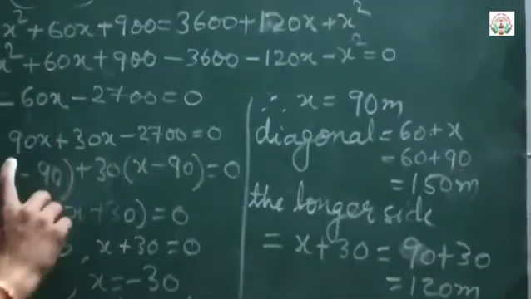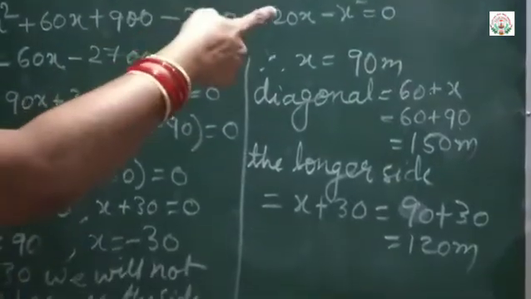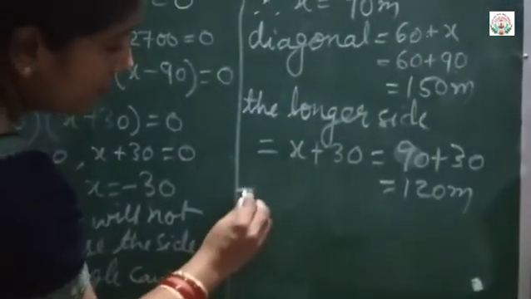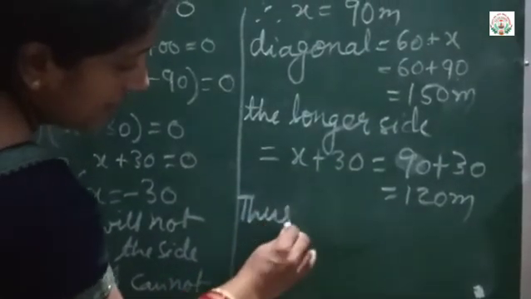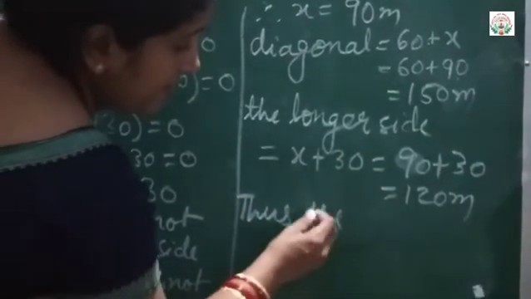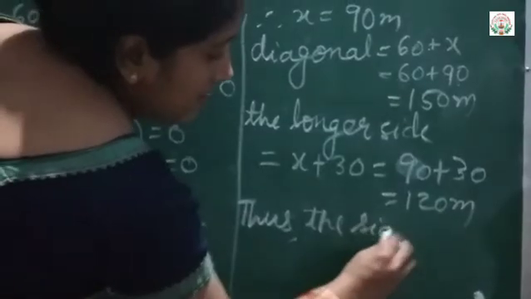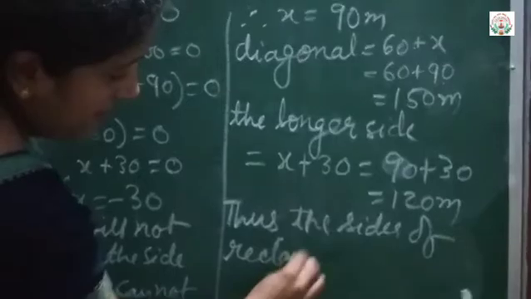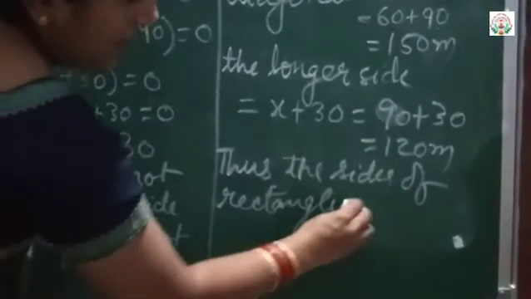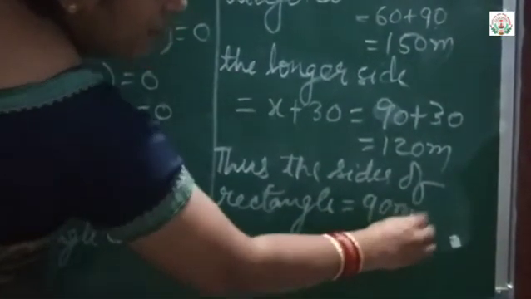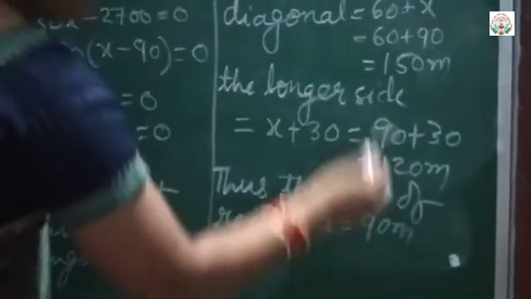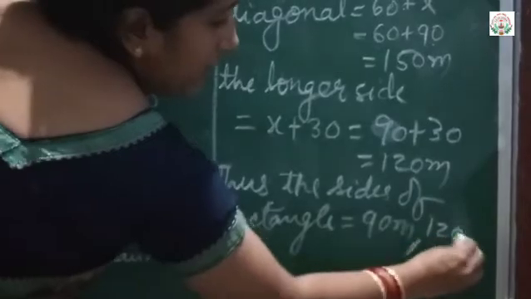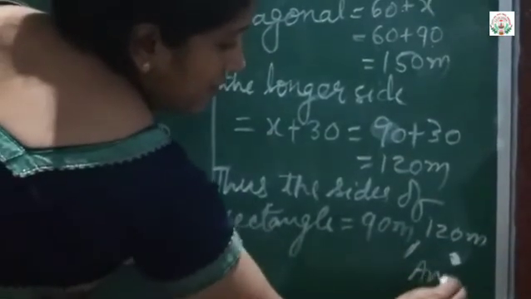So we are supposed to find what? The sides of the rectangle, not the diagonal. So therefore what you will write? Therefore the sides of the rectangle equals to 90 meter, because the shorter side is 90 meter, and this longer side will be how much? 120 meter. Answer.